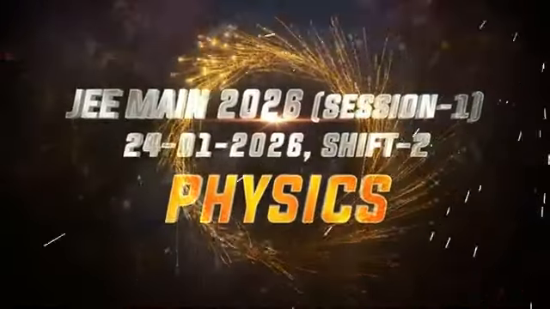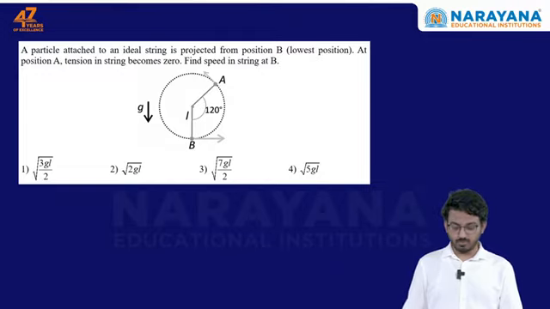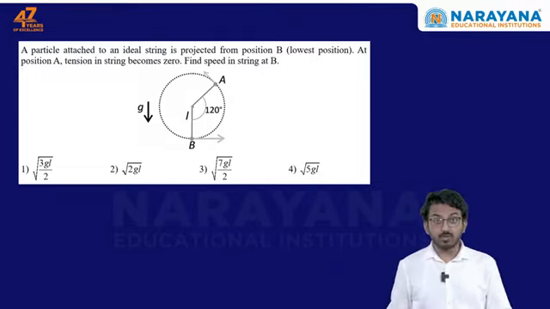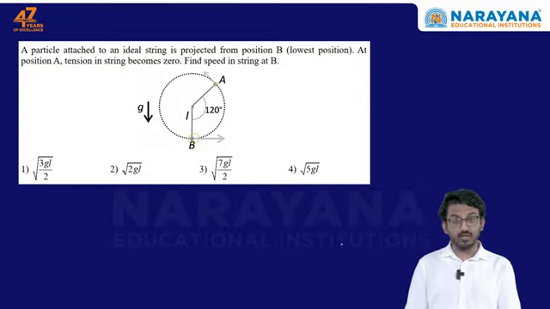Let's move to physics. Hello everyone. So here are the remaining memory-based questions. This shift is a bit on the difficult side. So let's see the questions here. They are asking what is the minimum velocity required at point B so that the tension becomes zero at point A.